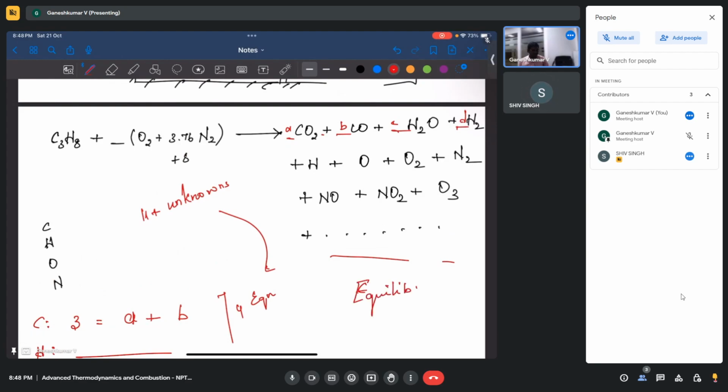The reason is, at very high temperature, this CO2 is going to dissociate and form CO and O. Similarly, at high temperature, this H2O is going to dissociate and form H2, O2, or H2O. There is one more called OH, right? OH radicals also will be there. So H2 can form all these things, right? So these are called equilibrium reactions.